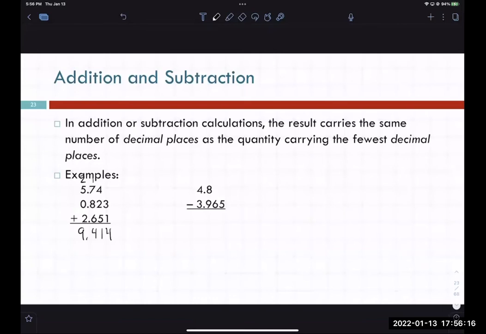And so the rule for dropping is now decimal places. 5.74 has 2 decimal places, and these other ones have 3. So we're only going to keep 2 decimal places in our final answer, which would be 9.41. You're adding and subtracting, you're not counting the number of sig figs.